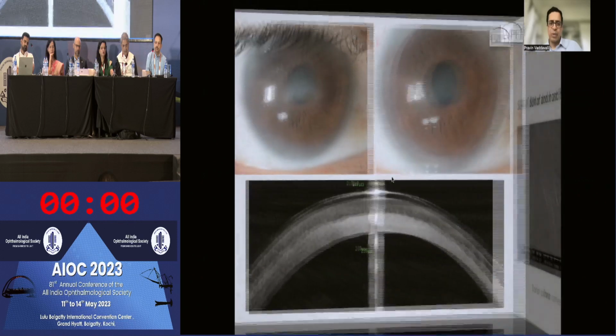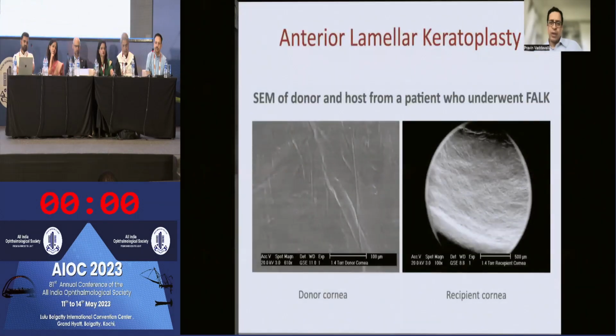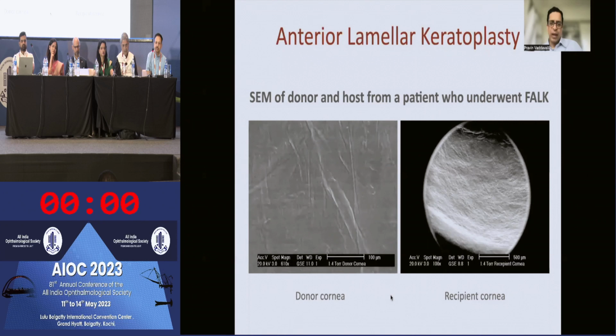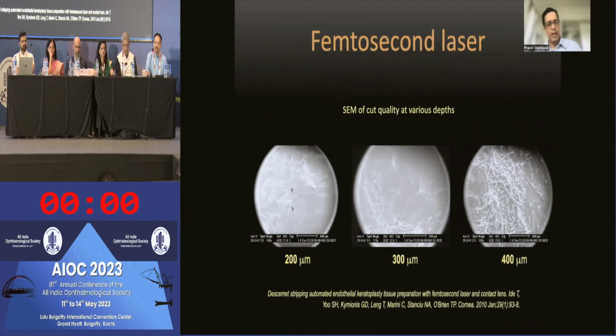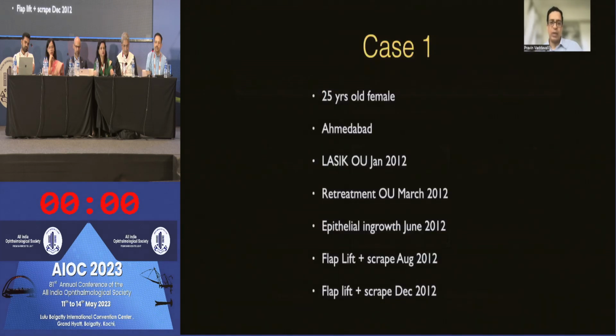So the other issue with femtosecond anterior lamellar keratoplasty is that the deeper you tend to go, the more irregular the cut becomes. And so if you have an opacity that is in the anterior 200 microns, you'll have good results. But if you have to make a cut that is deeper and deeper, because the laser has to traverse a greater distance, you'll tend to have more irregularity in these situations.